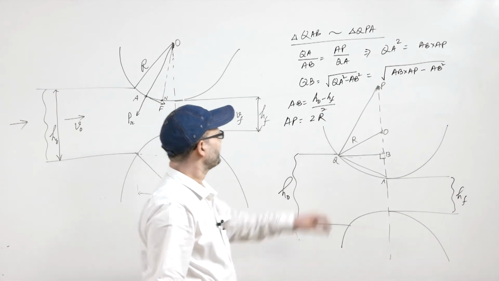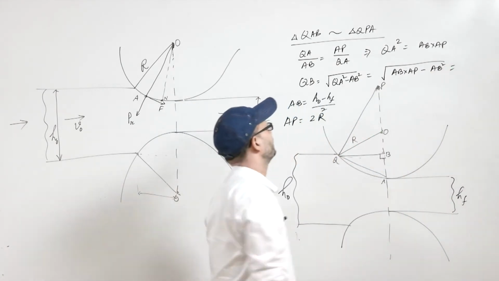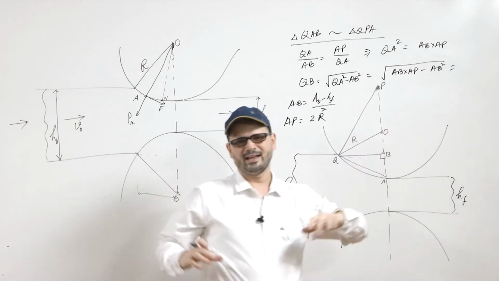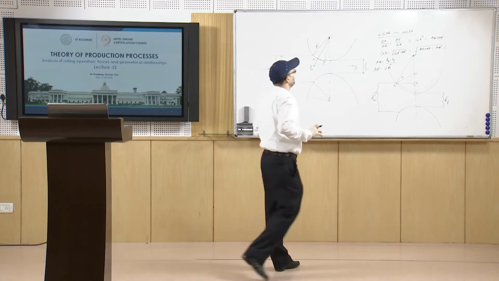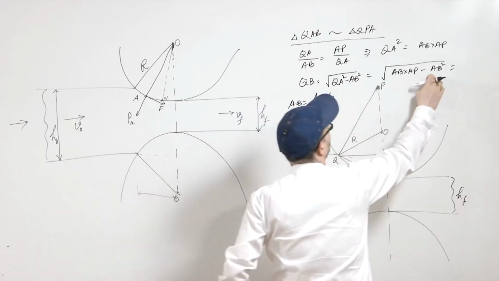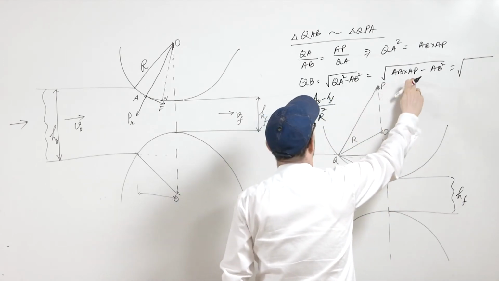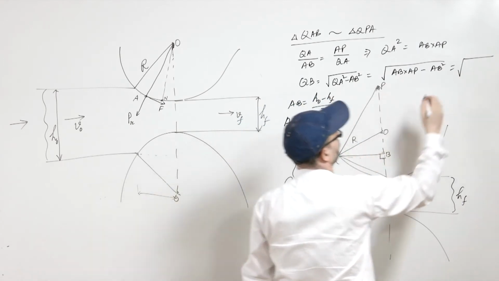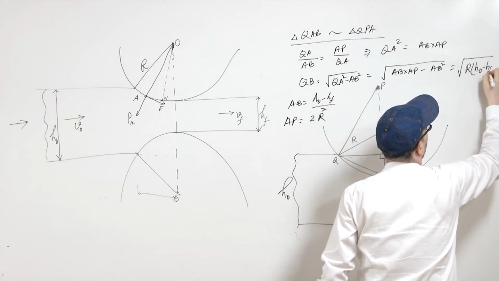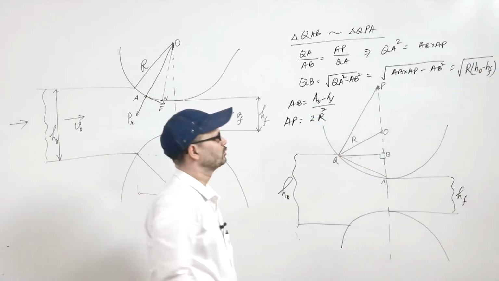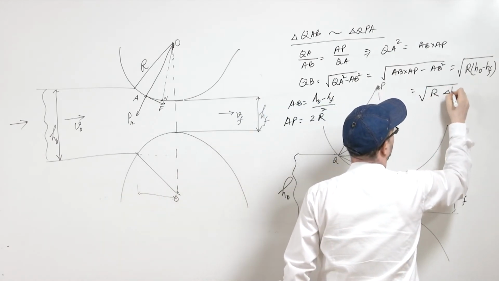So, neglecting this term, because it will again be further small if h naught minus h f is very small, in that case this term may be neglected and you can take it as 2 r multiplied by h naught minus h f by 2. So, it will be r naught h naught minus r multiplied by h naught minus h f. Sometimes we also write it as under root r delta h.